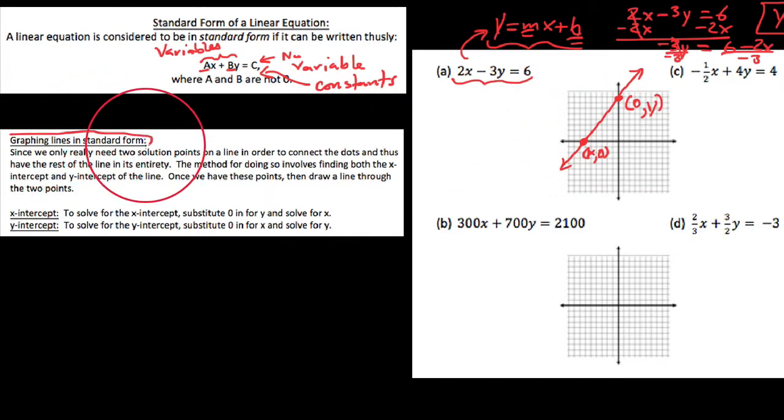So it says graphing lines in standard form. It says since we only really need 2 solution points on a line in order to connect the dots and have the rest of the line in its entirety, the method we'll use involves finding both the x and y intercepts of the line. So this is really cool.